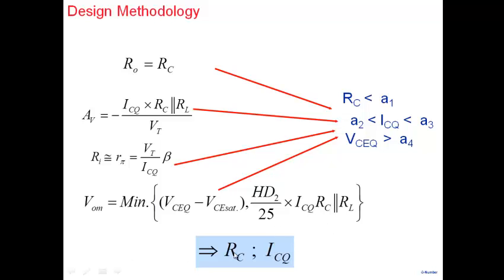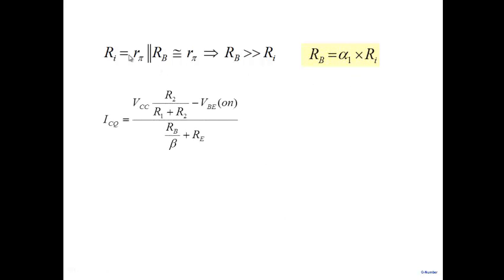Once I have RC and ICQ, I can go and look at this set of equations. For example, Ri is R pi parallel R beta. This is not the only way to do it.